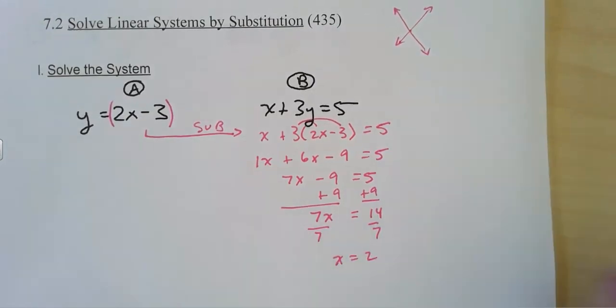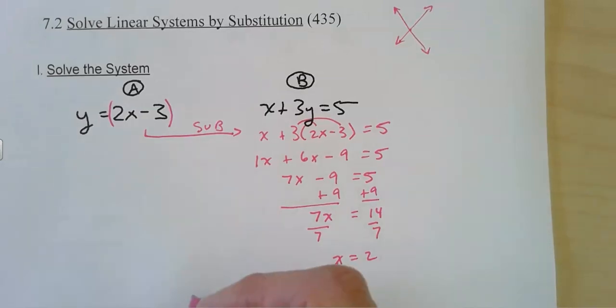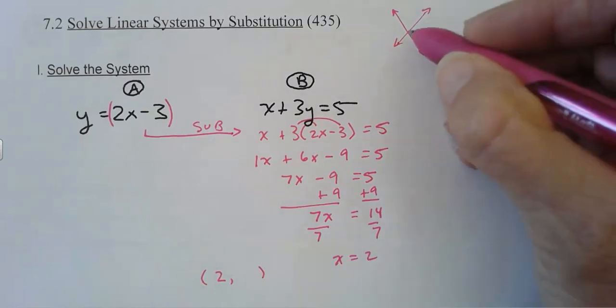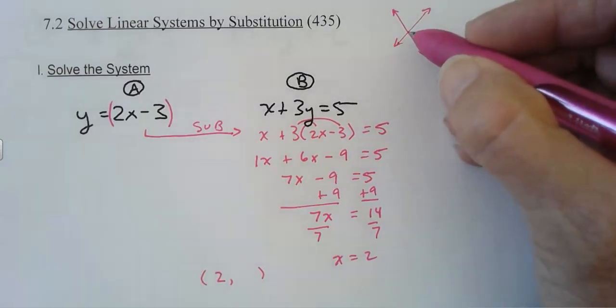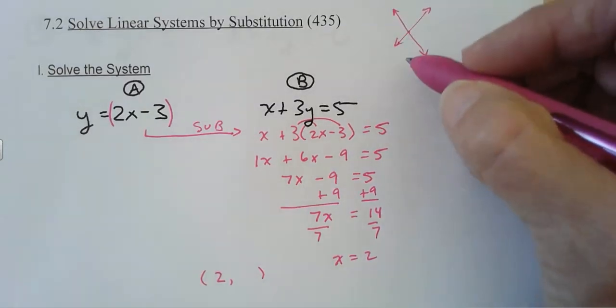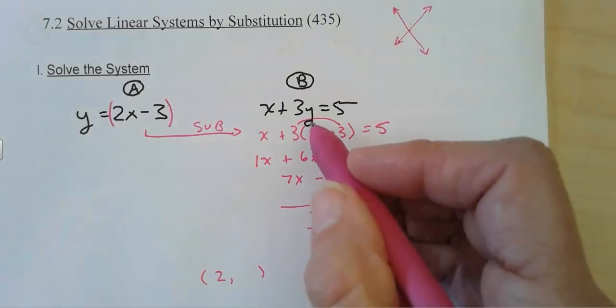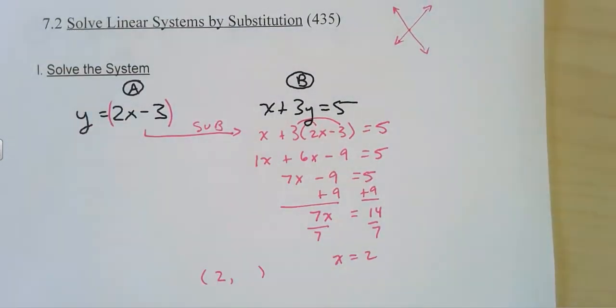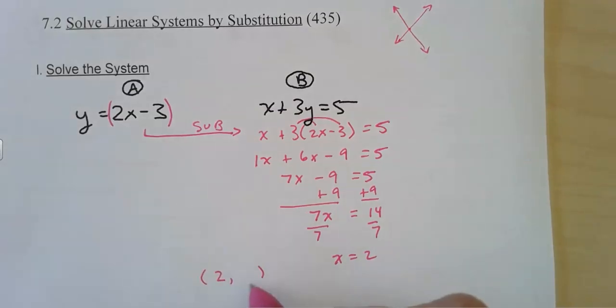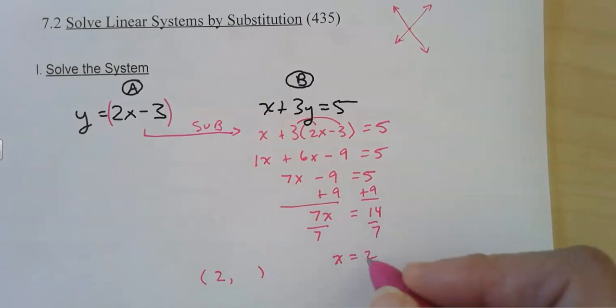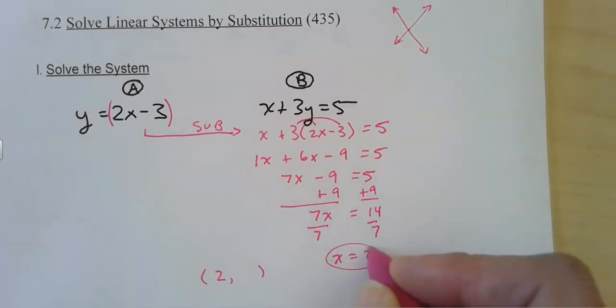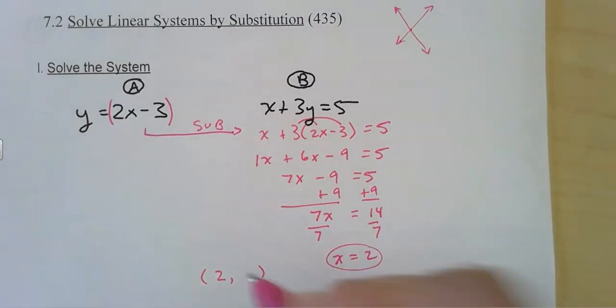So x equals 2. Now we know that the solution of a system is a point, right? The point where the lines intersect. And that point would make this equation true and this equation true, both equations of the system. So we have to find the other coordinate to that point. We know part of it, x equals 2. We now need to find the y.